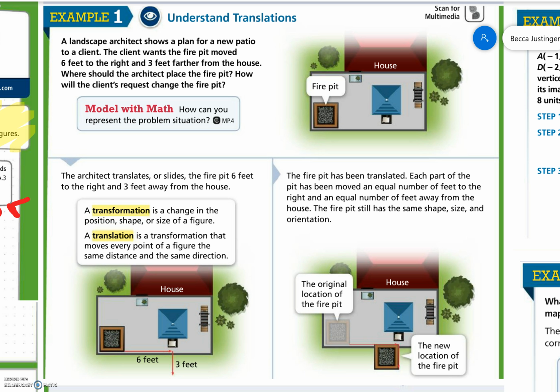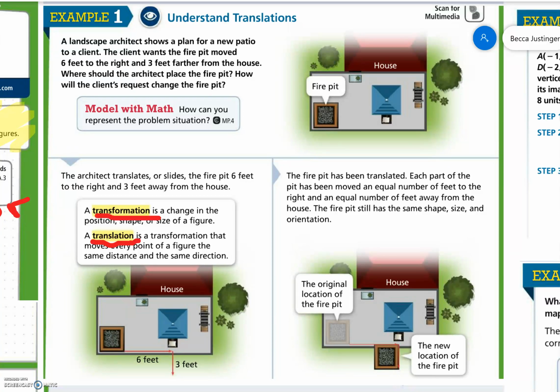So here's some new vocab words. A transformation is a change in the position, shape, or size of a figure. And a translation is a transformation that moves every point of a figure the same distance in the same direction. So we're just moving the fire pit. Are we changing the size of the fire pit? No. Are we changing the shape of the fire pit? No. We are just moving it 6 feet to the right and 3 feet down. So the fire pit has been translated.